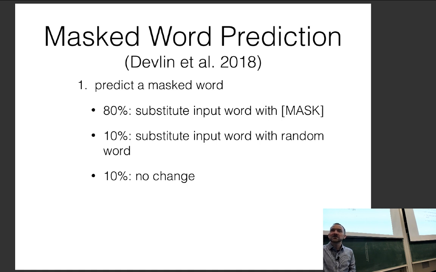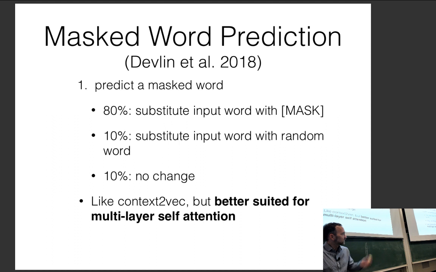The ingenious thing here is that adding the no-change case means you can't entirely forget the identity of the word, right? If you forget the identity of the word, you're paying a big price because 10% of the time you're just going to be right by remembering it. However, you also need to identify whether that's noise, and you also need to be able to predict even if it's masked out. So I think this is a very well-crafted training objective. It's like Contextual, but much better suited for multi-layer self-attention.